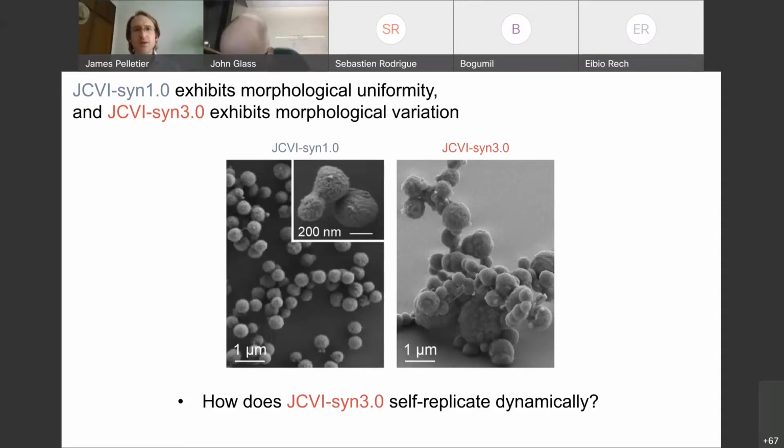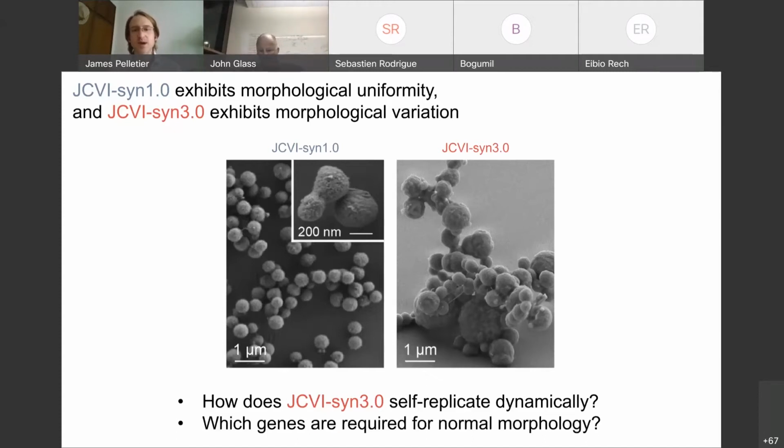So questions motivating this project were, one, how can we make these images dynamic? Can we prepare movies to show how SYN 3.0 self-replicates dynamically to create this morphological variation? And secondly, which genes are required to restore a normal morphology more similar to that of SYN 1.0 in the genomically minimal context of SYN 3.0?